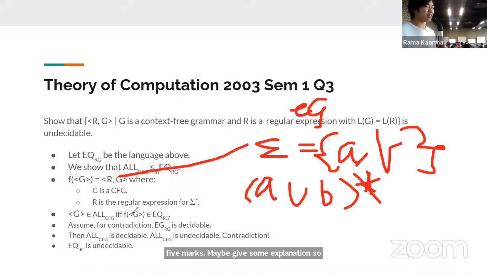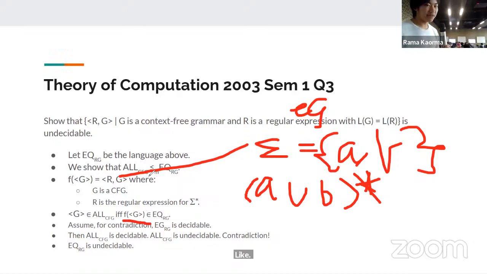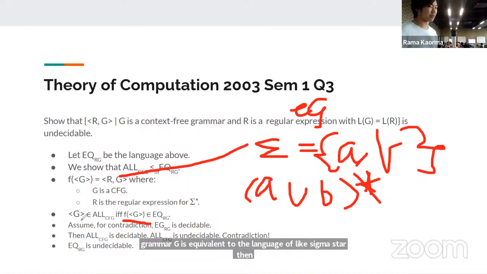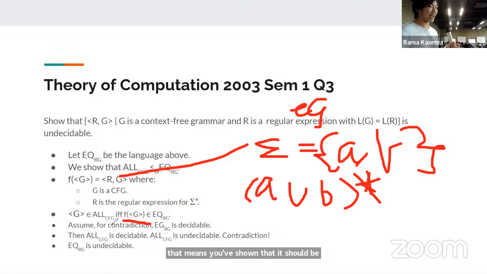For example, in this one, the output of F is this R and G. If it shows that the language of grammar G is equivalent to the language of sigma star, then you've shown that it should be accepted for CFG universality. And if it's not, it shouldn't be accepted for CFG universality. I think that would be a good amount of detail, and then you should get that mark for that question. Does that satisfy your question?